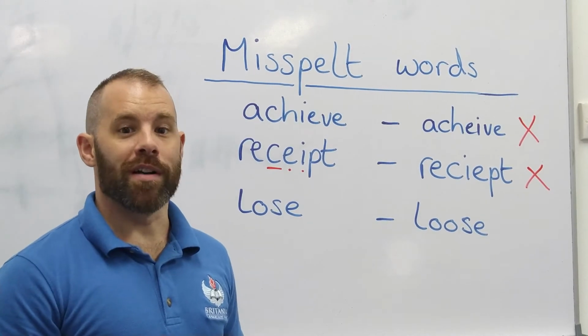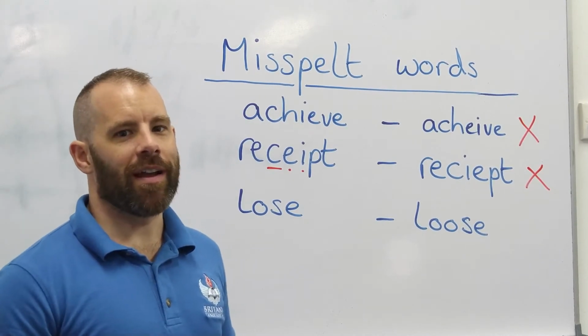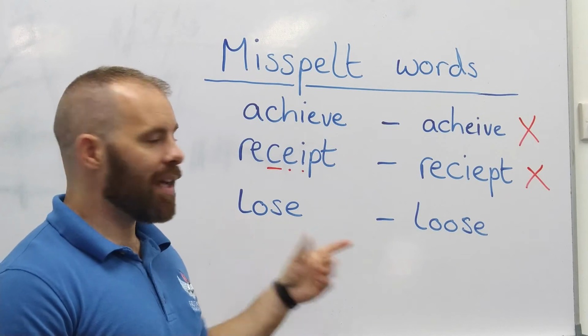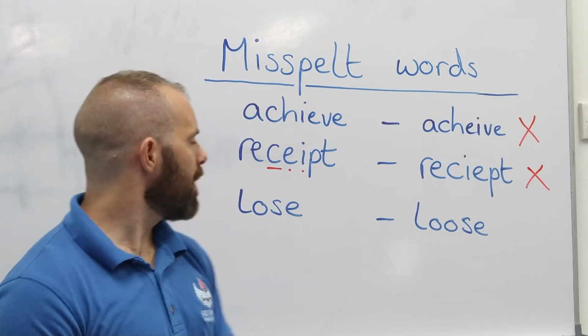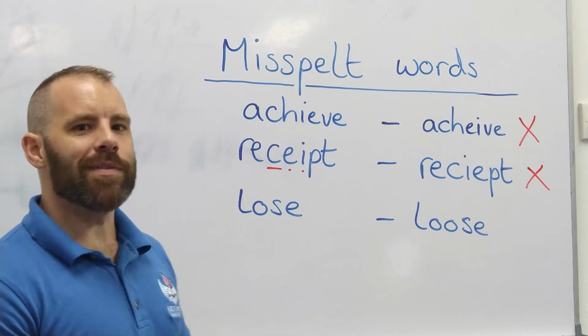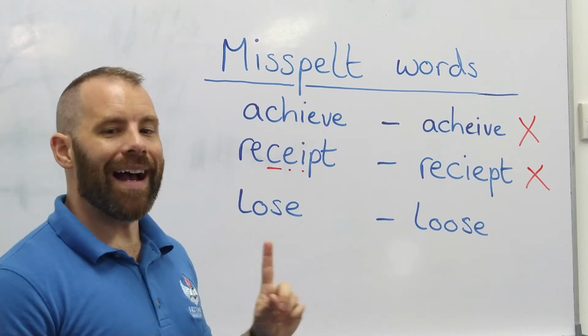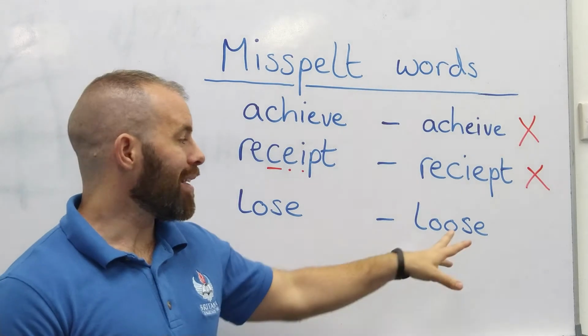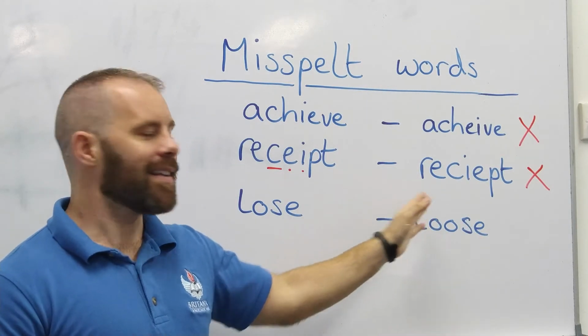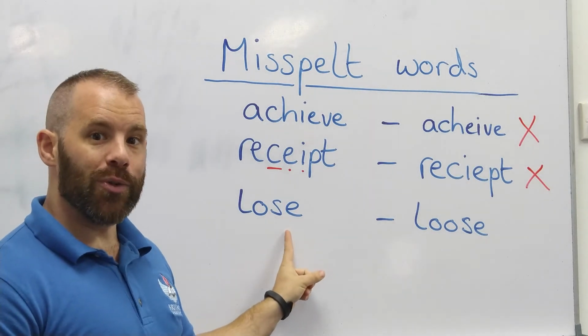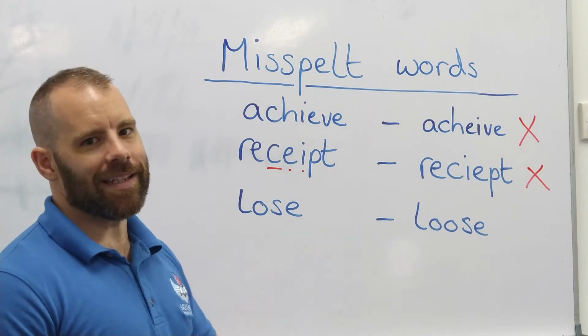Our next set of words are actually two words in their own right. We have lose and we have loose, as in to loosen your shoes. Now lose, it sounds as though it should have two O's, but actually it just has the one, whereas loose does have two. So both of these are correct, but the correct spelling for lose is L-O-S-E.